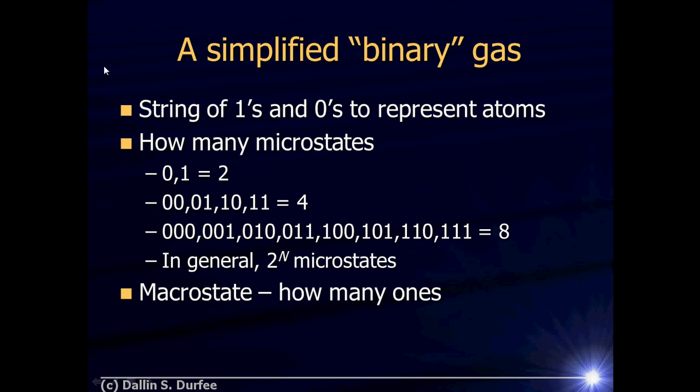Now, that's the microstate. The macrostate we're going to consider is how many ones there are in my binary number. For example, 0, 0, 0 has no ones, so that microstate represents the macrostate of no ones. For the macrostate of having one 1, there are 3 microstates that correspond to that: 0, 0, 1; 0, 1, 0; and 1, 0, 0. So those 3 microstates represent the macrostate of having one 1.